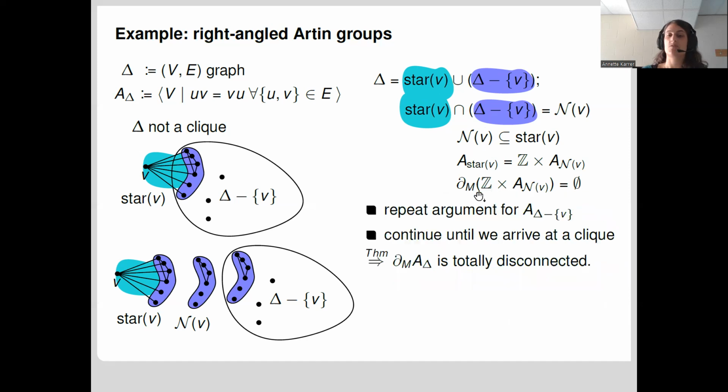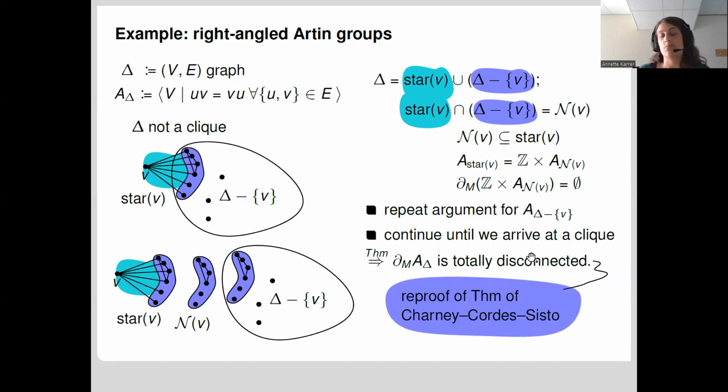This is nice because what we do now is that we just repeat the same argument for the right-angled Artin group corresponding to delta minus v. And now we can continue until we arrive at a clique. And again, a clique corresponds to Z to the n, so it has empty Morse boundary. And so this means that we can now inductively apply our theorem to see that the Morse boundary of every right-angled Artin group is totally disconnected.